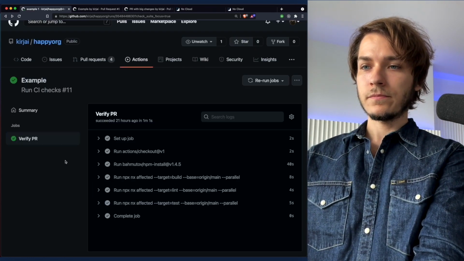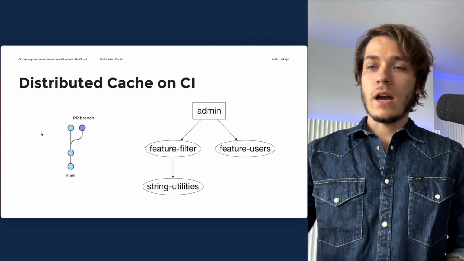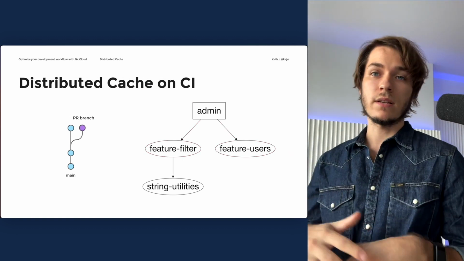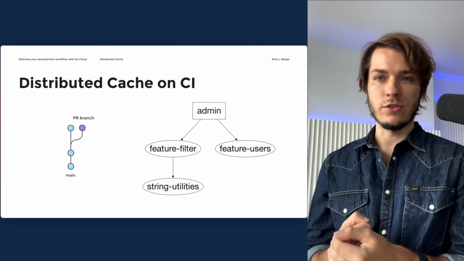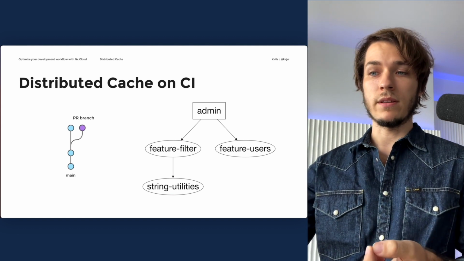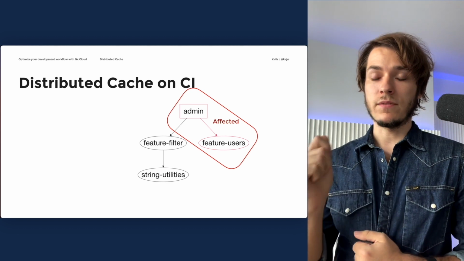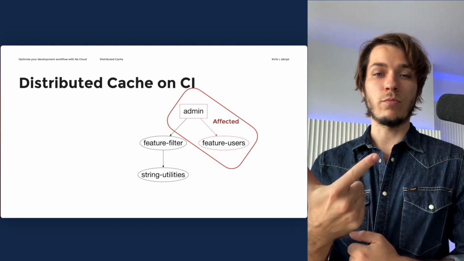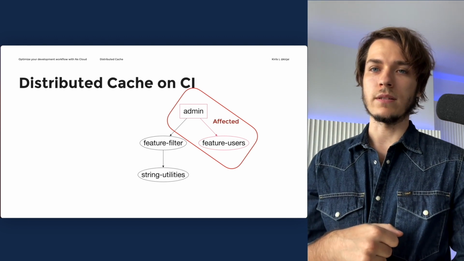So going back to the slides. Now, let's say we've opened up the pull request, and we've received some feedback and need to make some further changes. However, we only need to change the feature users library this time, without making changes to feature filter. As a result of that change, we would be affecting 2 projects now instead of the 3 that we affected in the first commit on our pull request.